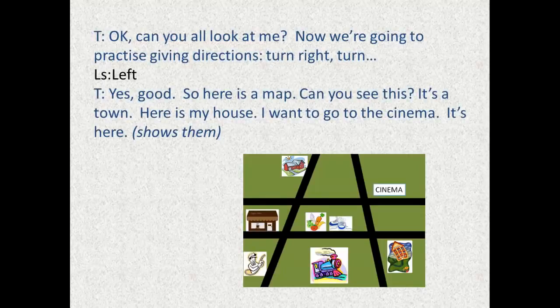Okay, can you all look at me? Good. Now we're going to practice giving directions. Turn right, turn left. Yes, good. So here's a map. Can you see this? Obviously I'm showing it to them. They've probably got the handout on their table at that time. It's a town. Here's my house, and I want to go to the cinema. It's here. I'm going to show them.